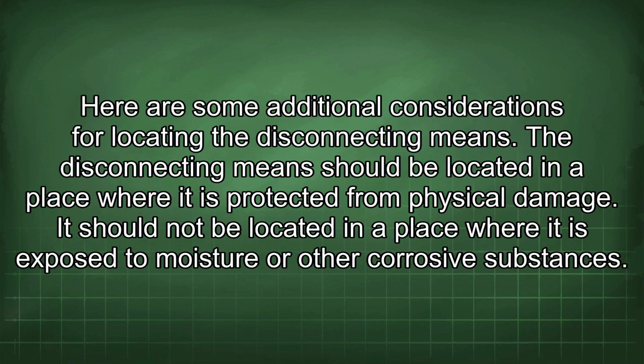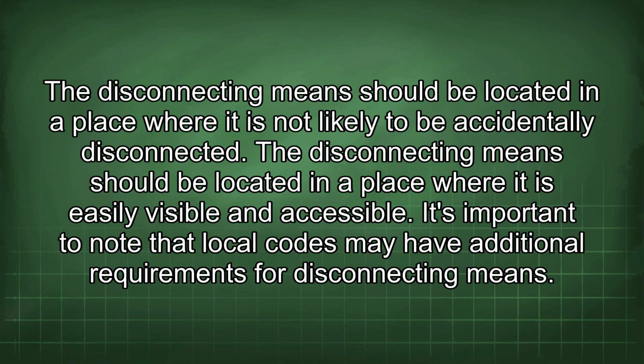Here are some additional considerations for locating the disconnecting means. The disconnecting means should be located in a place where it is protected from physical damage. It should not be located in a place where it is exposed to moisture or other corrosive substances. The disconnecting means should be located in a place where it is not likely to be accidentally disconnected. The disconnecting means should be located in a place where it is easily visible and accessible.